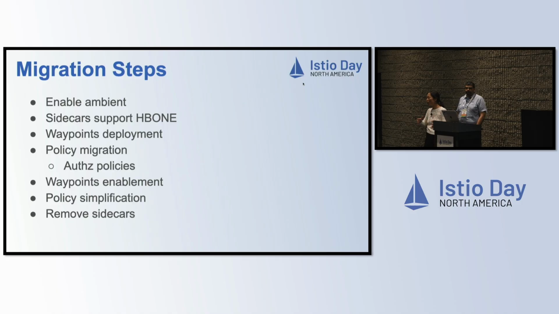And then once you feel comfortable about your policy, you can start enabling your waypoint. That's when the use waypoint label is effective, and then you can have your waypoint enabled. And then at the end, because you have this policy applied for your sidecar, you also have this policy applied to ambient. At the end, you can look at potentially simplifying some of your policy and then remove the sidecar completely once you feel very comfortable about your ambient environment.